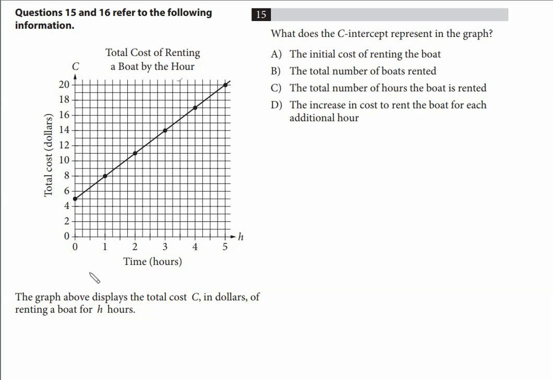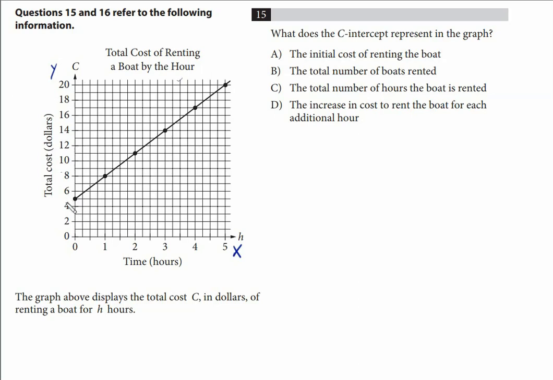So this is an algebra question. We're shown a line, and in a minute we're going to have to write out the equation for the line, but in order to do that, let's understand the parts of this graph. In a two-dimensional graph, you have an x and y axis, and the labels here are C, cost in dollars, and H, time in hours. And the intercept is where the line crosses the C axis, or the y axis.